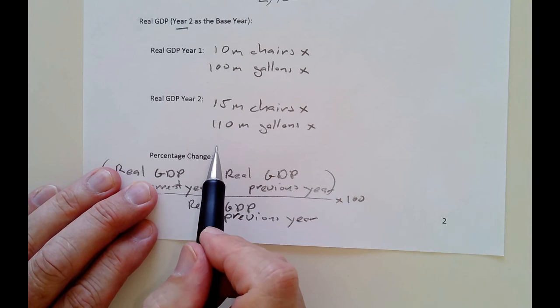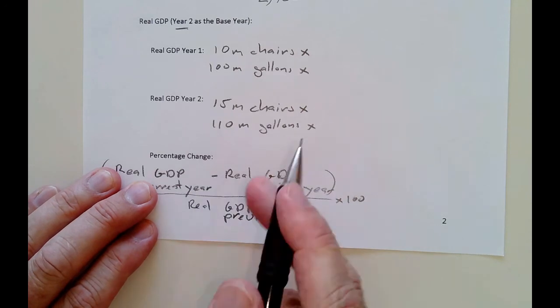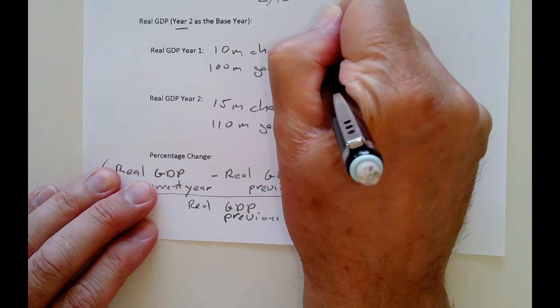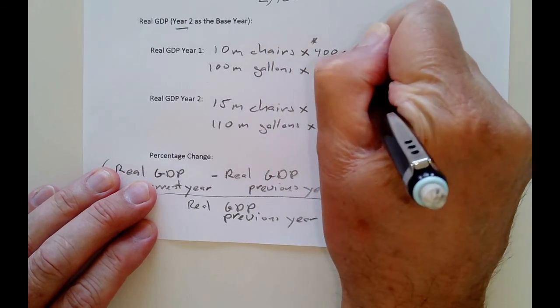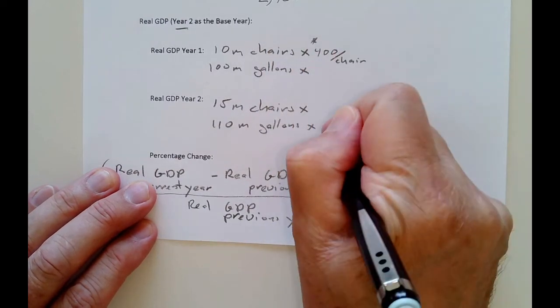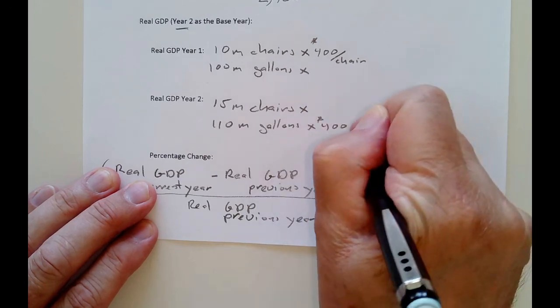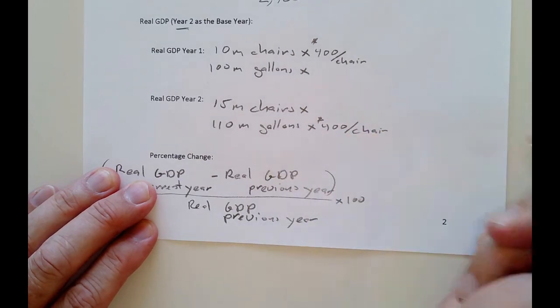So in year 2, every chair was valued at $400 per chair. And so we use the same prices in both years, year 1 and year 2. And then the price of each gallon of milk was $5 in year 2.